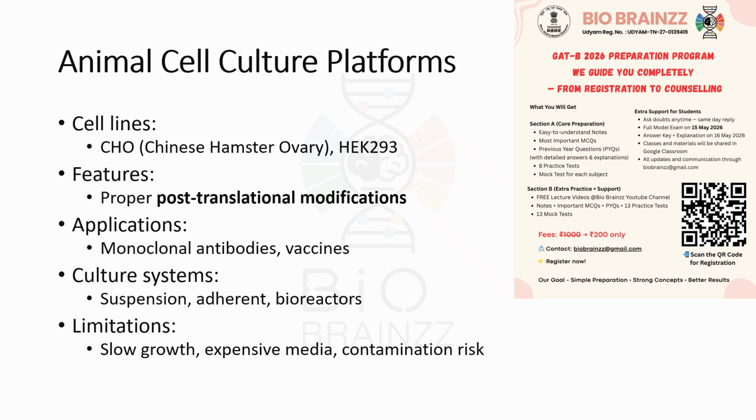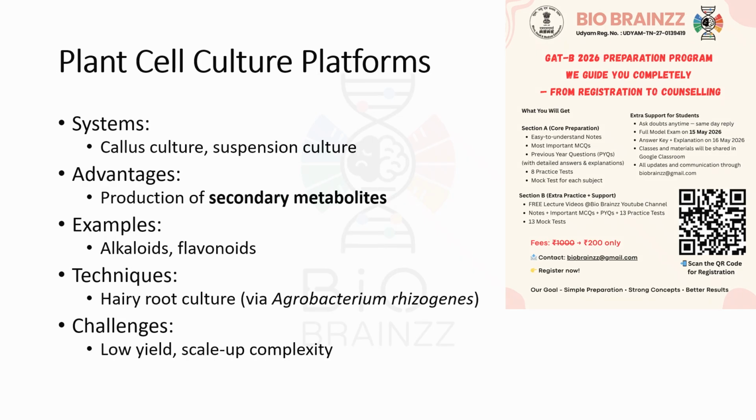Despite these challenges, their ability to produce biologically active and structurally accurate proteins makes them indispensable for advanced biotechnological applications. Plant cell culture platforms involve techniques such as callus culture and suspension culture to produce valuable secondary metabolites. These systems are particularly useful for synthesizing compounds like alkaloids and flavonoids, which have pharmaceutical and industrial importance.